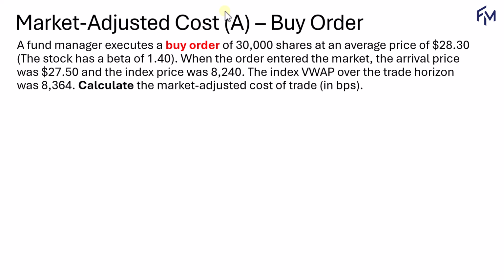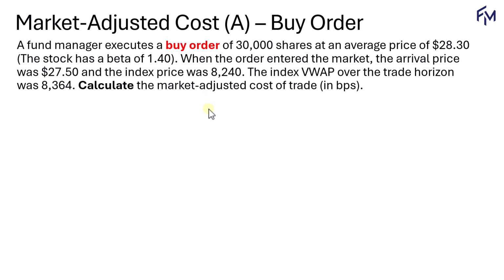When the order entered the market, the arrival price was $27.50 and the index price was 8,240. The index VWAP over the trade horizon was 8,364. Calculate the market adjusted cost of trade in basis points. So before we start with the calculation, let us put the prices on the timeline.